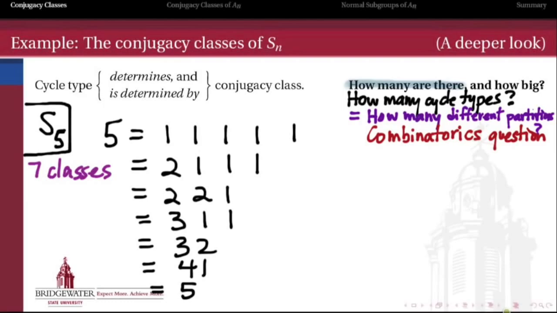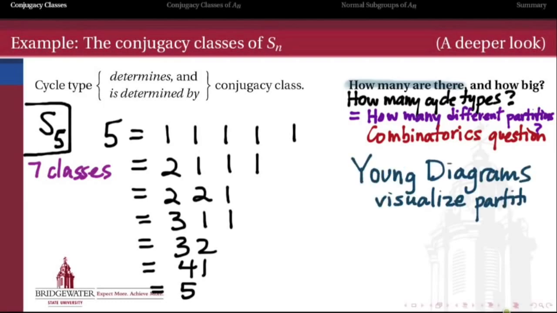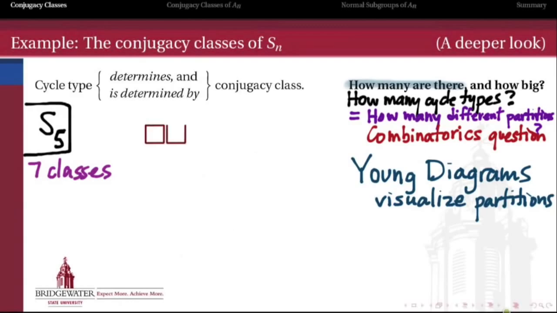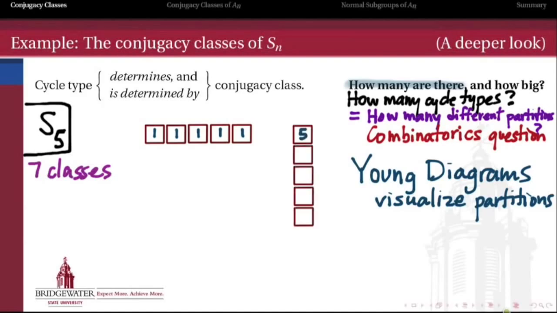A convenient way of visualizing each one of these is done by something called Young diagrams. Young diagrams are diagrams with squares in them, arranged in a particular way, that helps us to visualize these partitions. So if I take, for instance, the partition 1 plus 1 plus 1 plus 1 plus 1, that corresponds to a Young diagram that has the 5 squares arranged in a single row. If I take that diagram and I turn it 90 degrees, I get a diagram that has all 5 stacked on top of one another, and that's going to correspond to the partition that's just the single number 5. So in S5, these would be the 5 cycles.